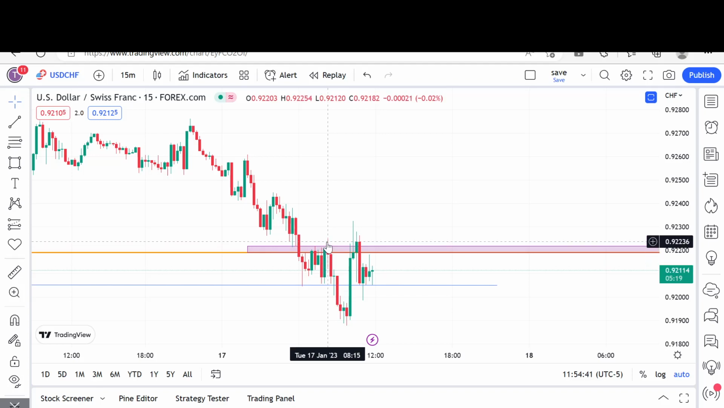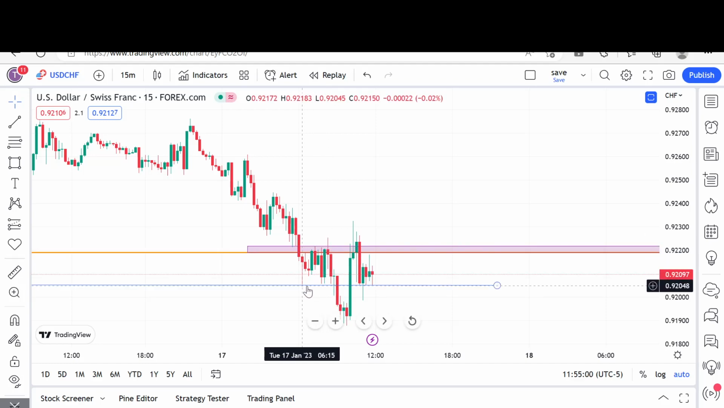This is something new I've been learning. I believe that's what we would call an inducement, but don't quote me on that. I'm still learning that. But it came up, it took out that level right there, and then it pushed up into 61% retracement right here. Still good, nothing wrong with that. We're still clearly bearish. And then it came down and attacked that sell side.